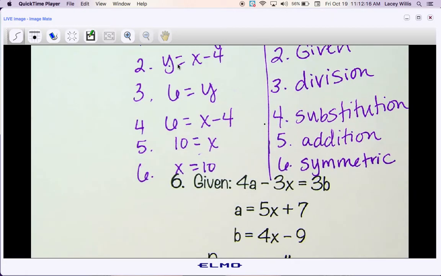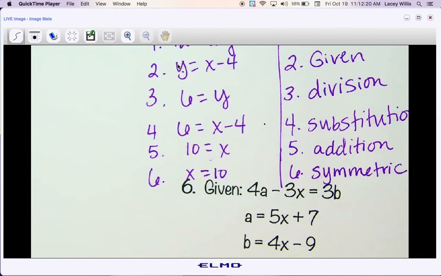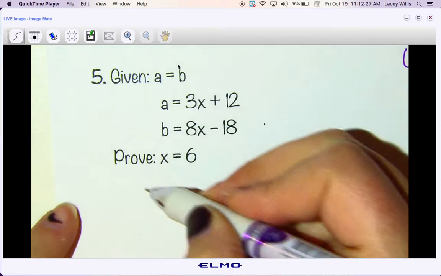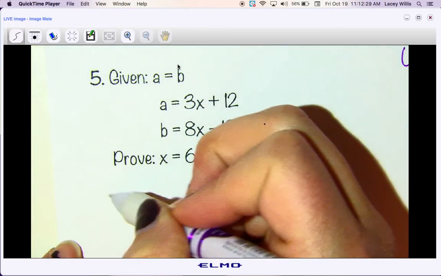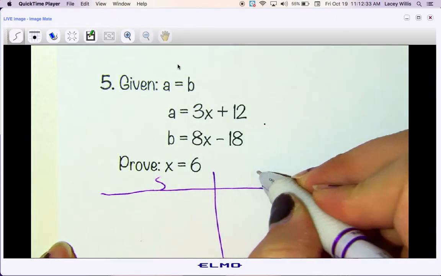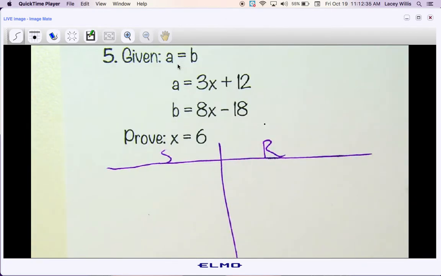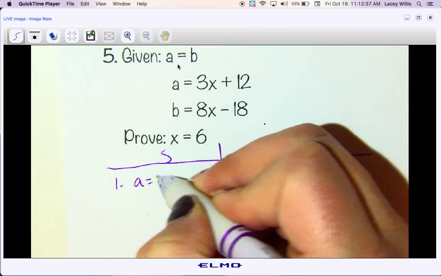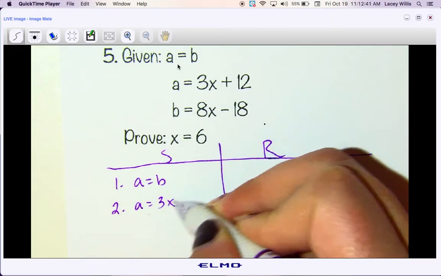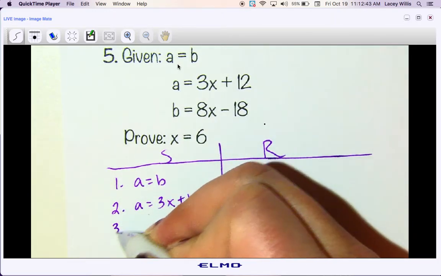Okay, we've got 2 more. You feeling a little bit better about proofs? Okay, number 5. 3 givens this time. You might want to write a little bit smaller, because this one has more steps, I think. So list all 3 givens at the top.